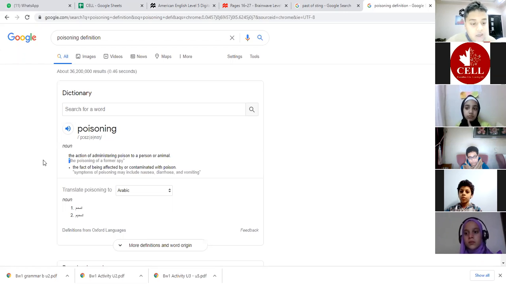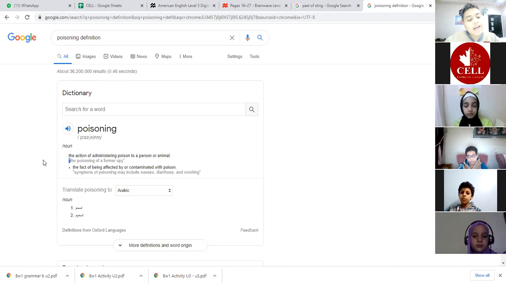Okay. Symptoms of poisoning may include nausea, which means you feel like you want to vomit. Diarrhea, which means اسهال. Nausea means the feeling of vomiting. Diarrhea. Okay, and vomiting. Okay. So poisoning means تسمم. It says the action of administering poison to a person.